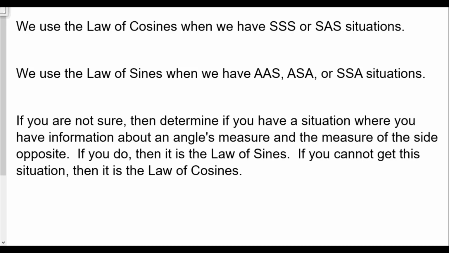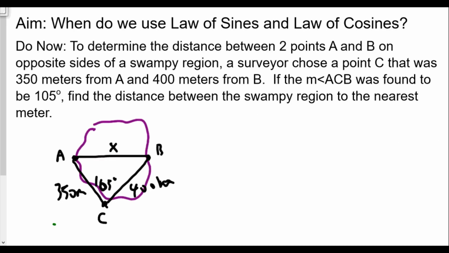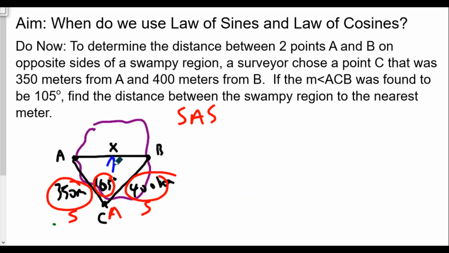Let's go back to our diagram here. Okay, so in this situation, it looks like we have this side and this angle. So this is a side-angle-side situation. Not only that, we do not have a combination of an angle known and the measure of the side opposite known. So this is going to be the law of cosines.